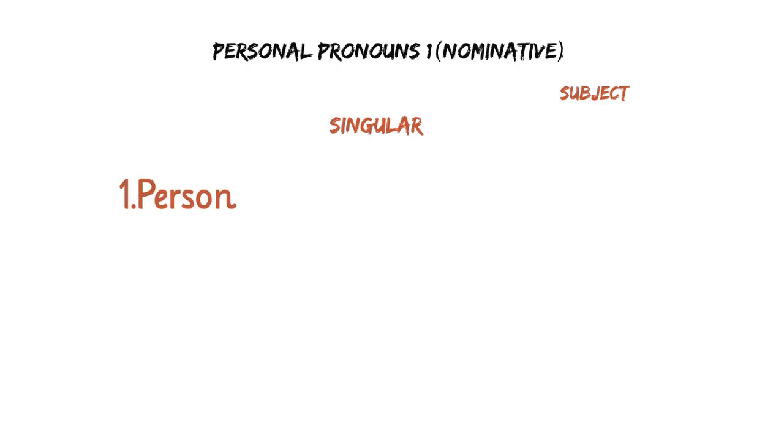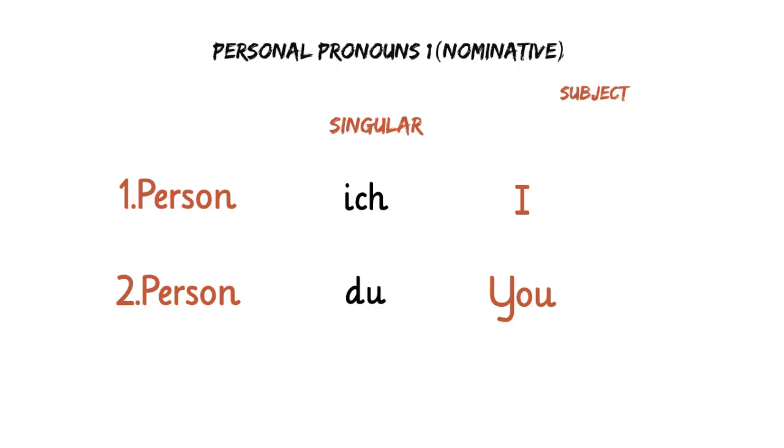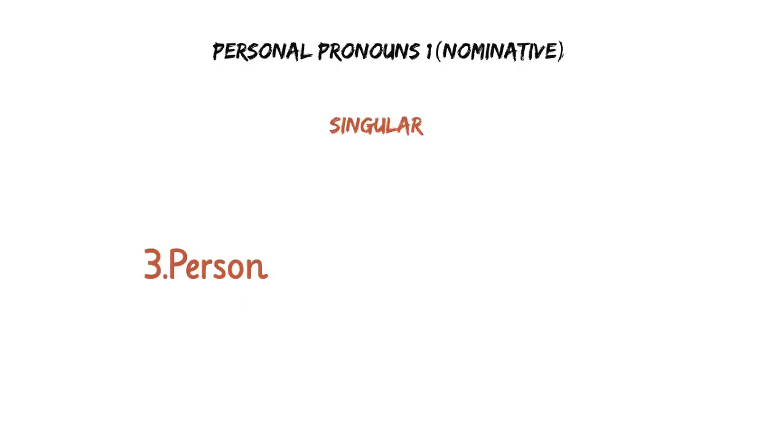In the first person, we have ich, which is equivalent to I. In the second person, we have du, which is equivalent to you. If you want to address someone in formal way in German, then we have the word Sie. Now let's check third person.